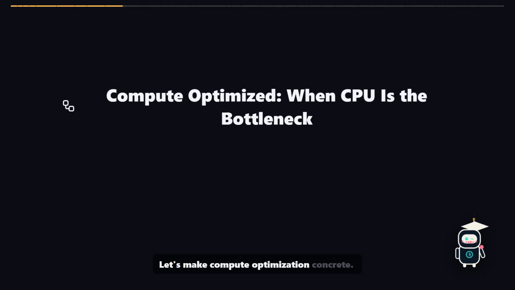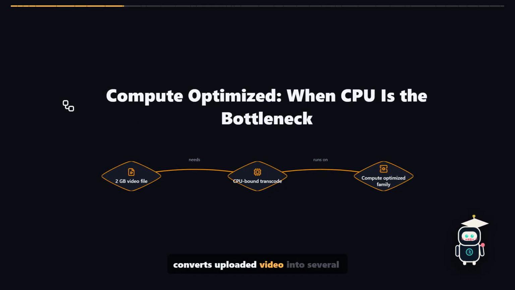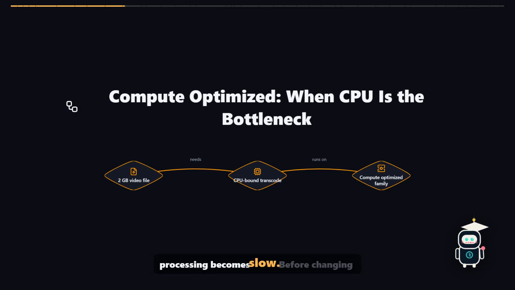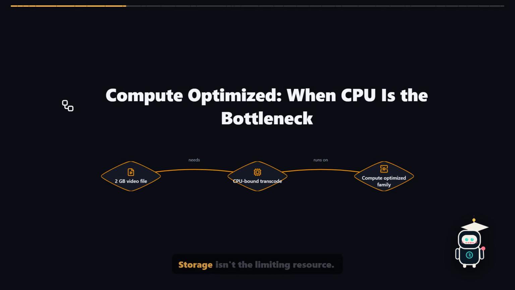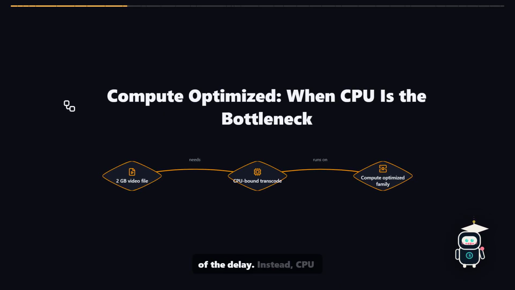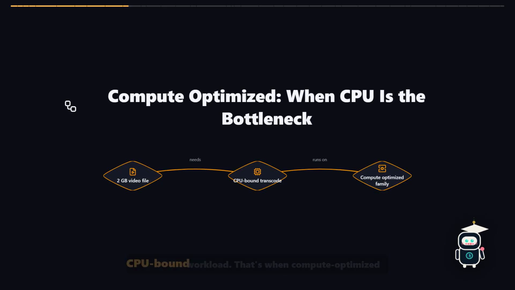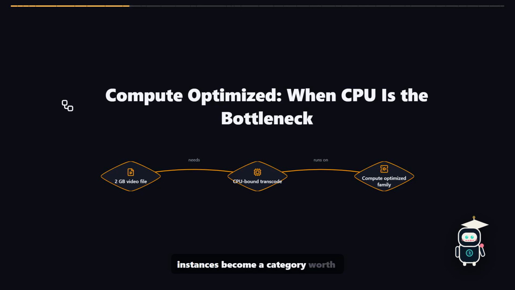Let's make compute optimization concrete. Imagine a media processing application that converts uploaded video into several formats. As the workload grows, processing becomes slow. Before changing EC2 families, the team profiles the workload. Memory isn't exhausted. Storage isn't the limiting resource. Network calls aren't causing most of the delay. Instead, CPU utilization remains consistently high while the processing jobs run. Now we have evidence of a CPU-bound workload. That's when compute-optimized instances become a category worth investigating.